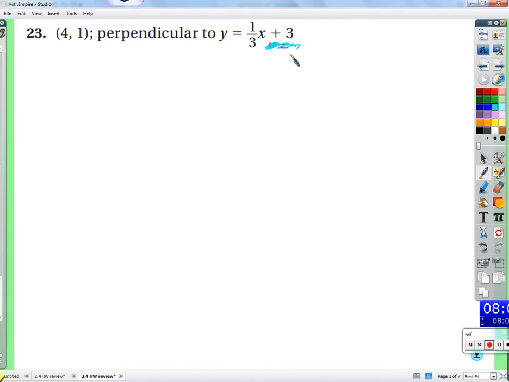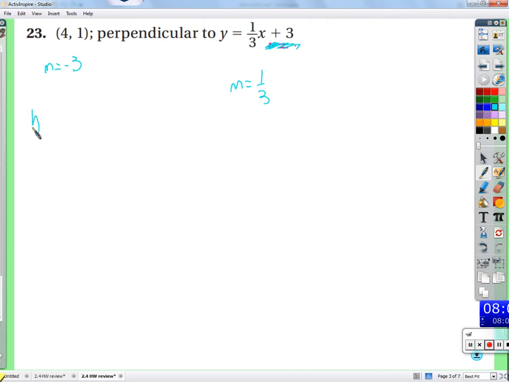All right, so this one goes through a point. It's perpendicular to something. It's not parallel to this line, but doesn't perpendicular also tell us something about the slope? Yes. Definitely it does. So this slope is 1/3. So this slope is? Negative 3, right? Opposite reciprocals.